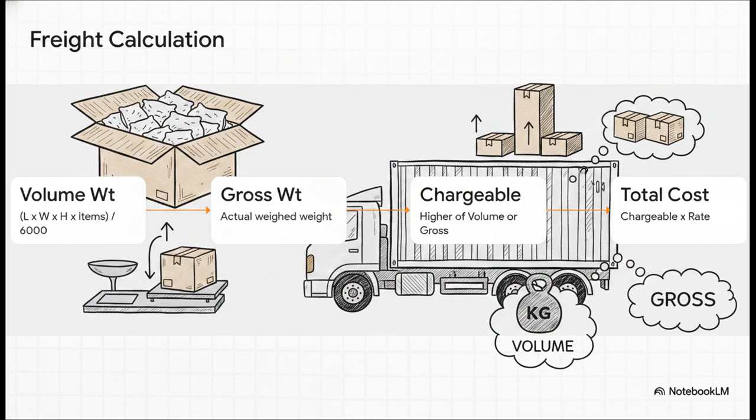Because of this, we calculate two figures. First, the gross weight, which is just the actual weight on a scale. Then the volume weight, which turns the physical size of the boxes into a weight equivalent using a standard formula. The golden rule in logistics: you always select the higher number of the two. That becomes your chargeable weight.